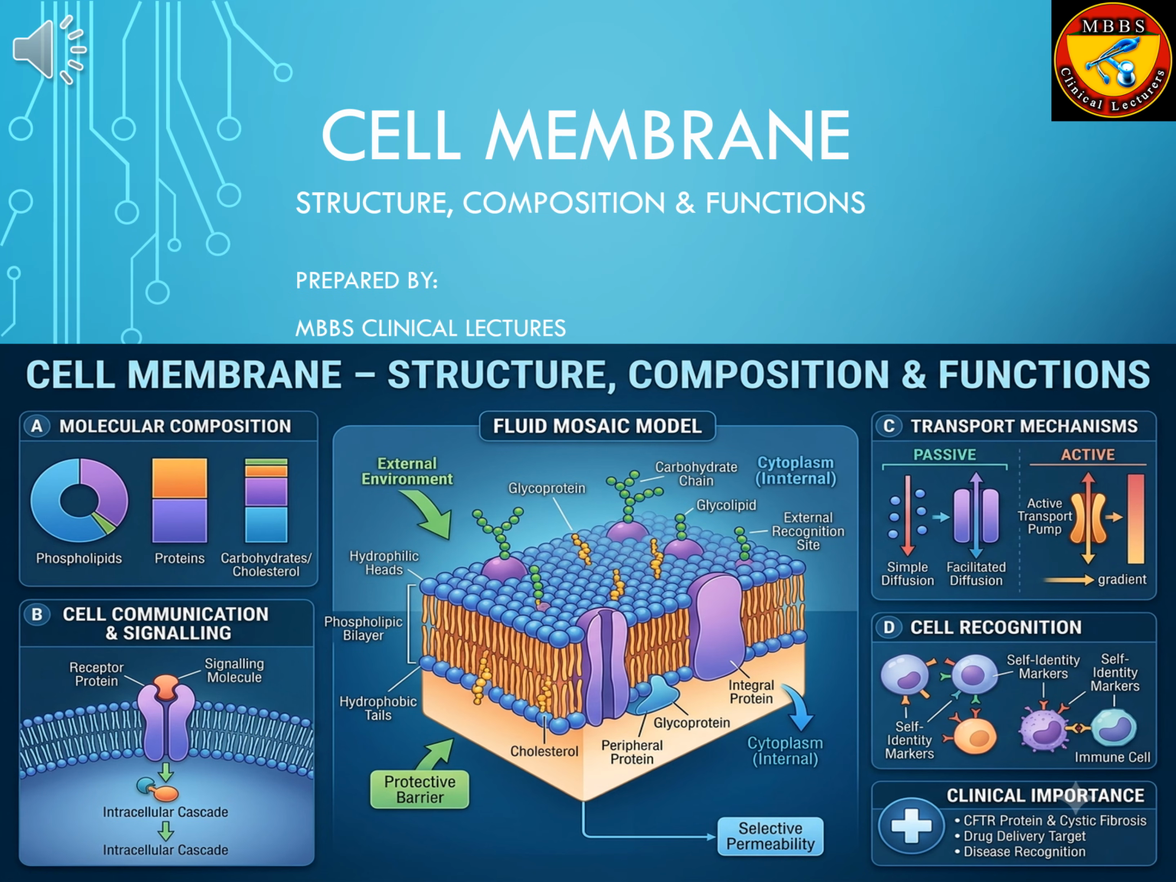Good morning everyone. Today we will discuss one of the most important structures of the cell membrane, also known as the plasma membrane. The cell membrane is a thin, flexible covering that surrounds every living cell. It separates the internal contents of the cell from the external environment and controls the movement of substances into and out of the cell. Besides acting as a protective barrier, it plays an essential role in communication, transport, recognition, and maintaining homeostasis. By the end of this lecture, you should understand the structure of the membrane, its components, different transport mechanisms, and its clinical importance.